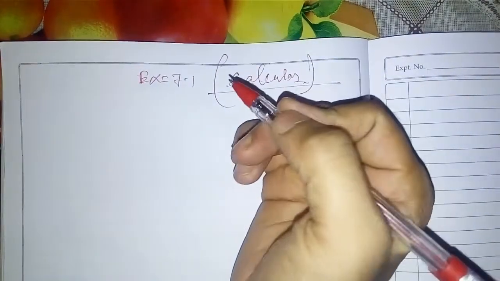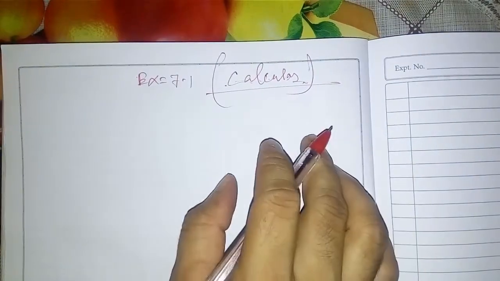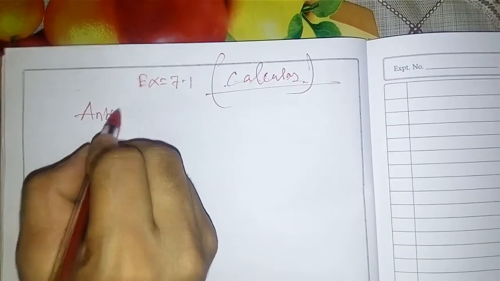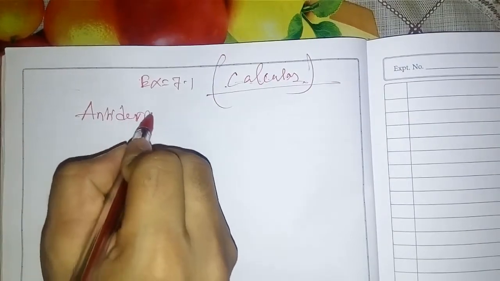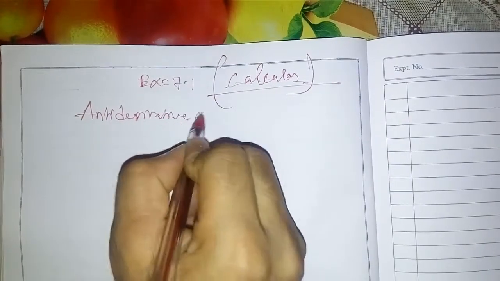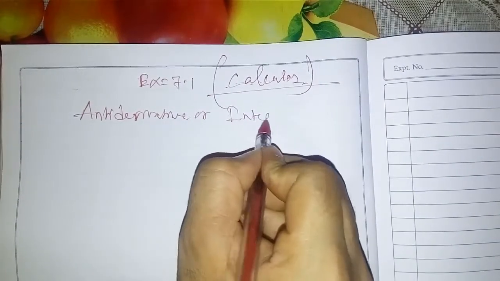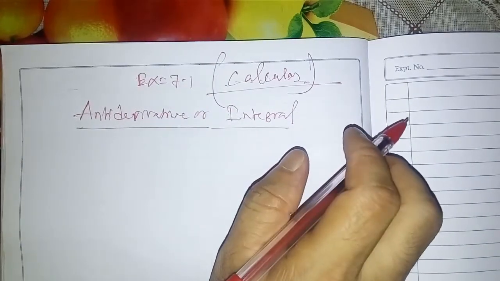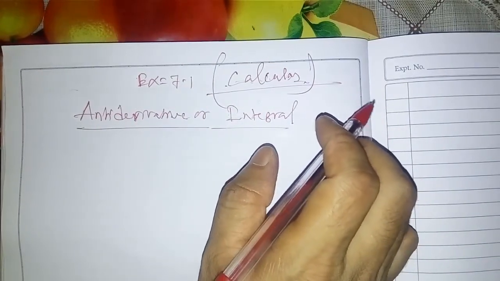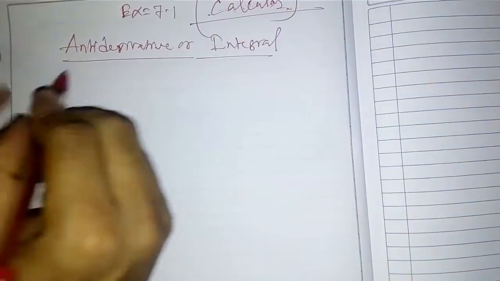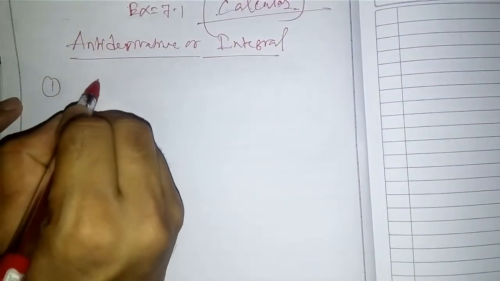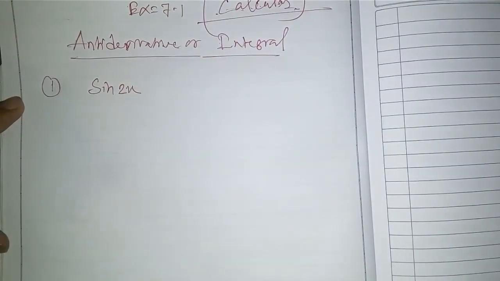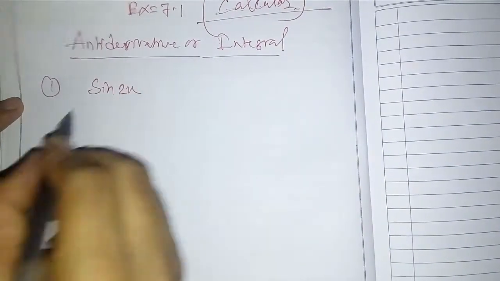So this question is: find an antiderivative or integral of the following functions by the method of inspection. Question one is sine 2x. So sine 2x, now I have to do the integration.